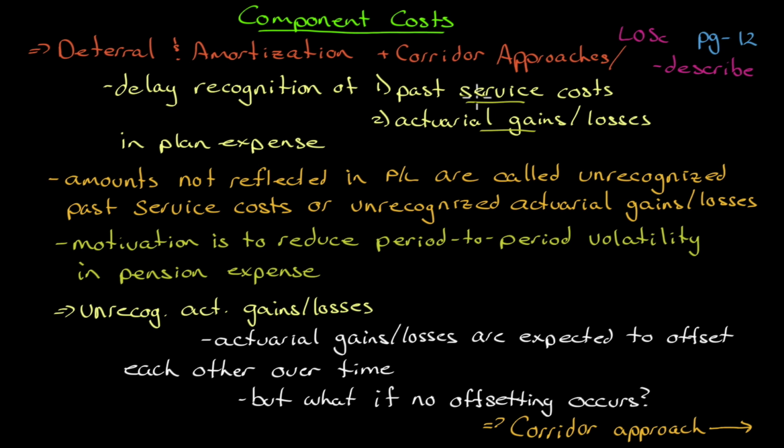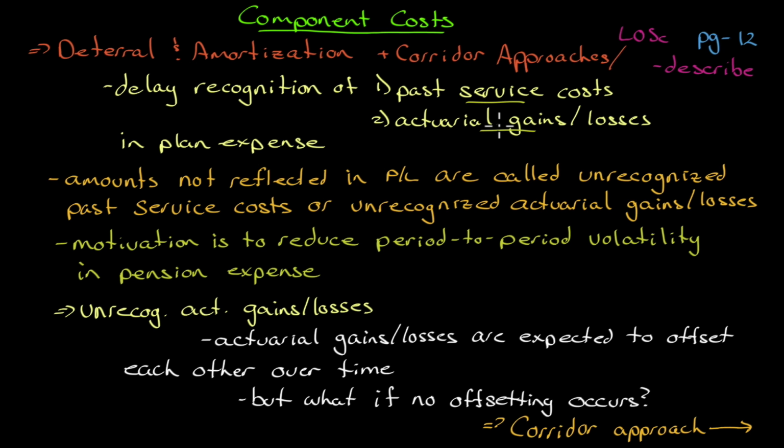IFRS has to put this in P&L. They have no choice. They can't amortize it. And for actuarial gains or losses, it all sits in OCI. So when you're comparing IFRS and GAAP, depending on the level of past service costs and depending on your actuarial gains or losses, if they're not offsetting each other, it's going to be hard to compare the two together. Some examples coming up will really highlight that difference.